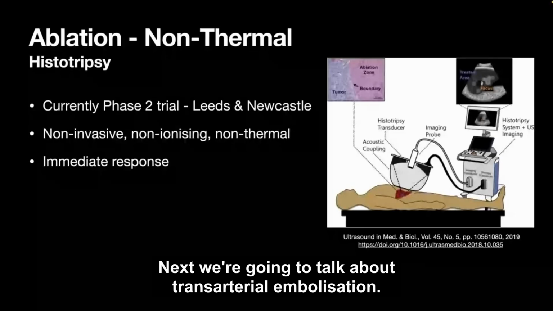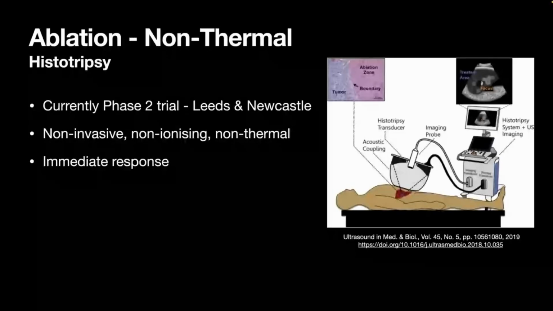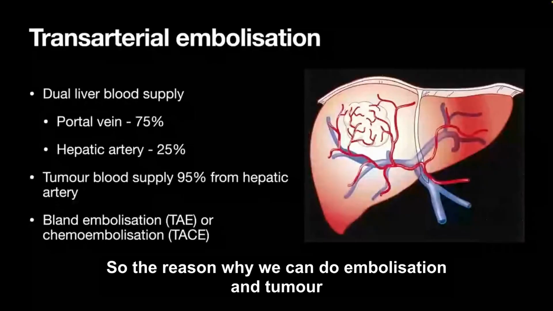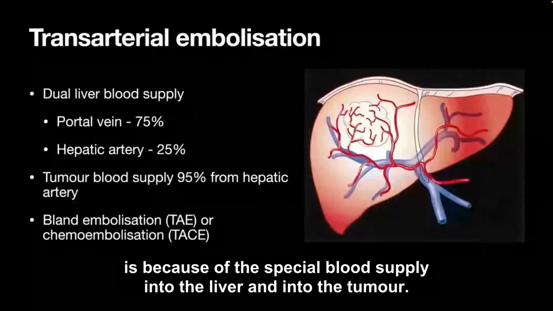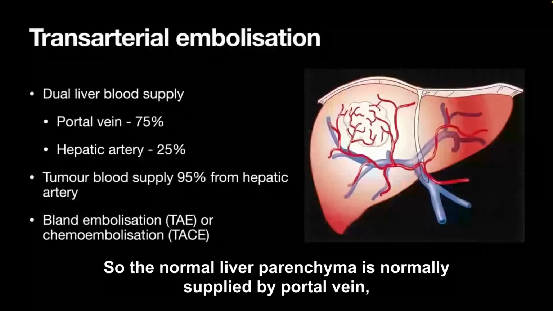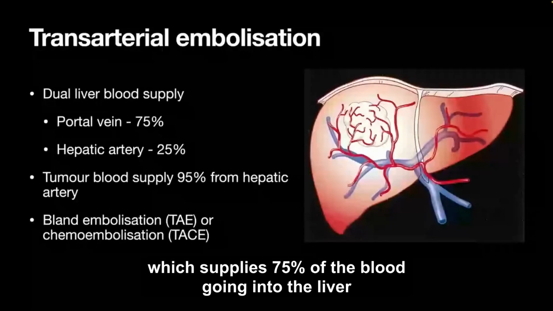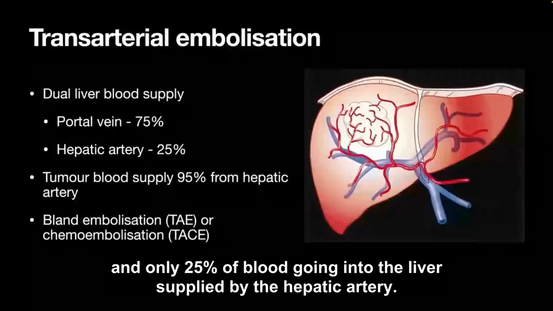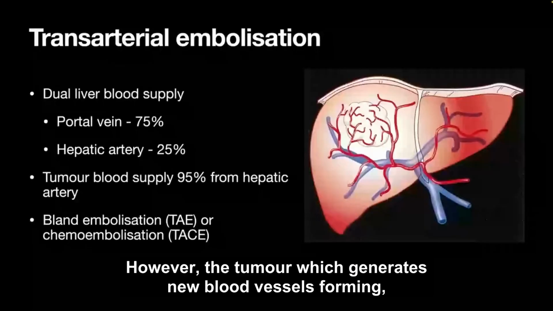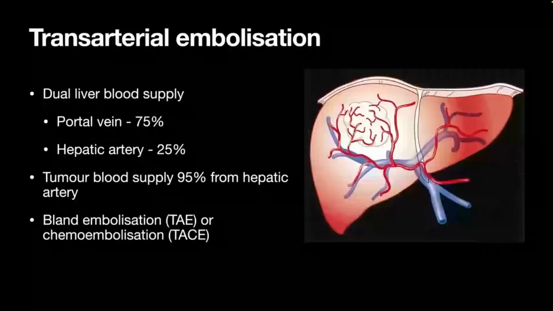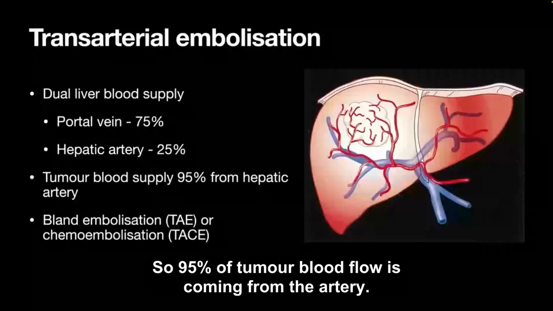And next, we're going to talk about transarterial embolization. The reason why we can do embolization in tumor is because of the special blood supply into the liver and into the tumor. The normal liver parenchyma is supplied by the portal vein, which supplies 75% of the blood going into the liver, and only 25% is supplied by the hepatic artery. However, the tumor, which generates new blood vessels, is supplied by the artery. So 95% of tumor blood flow is coming from the artery.